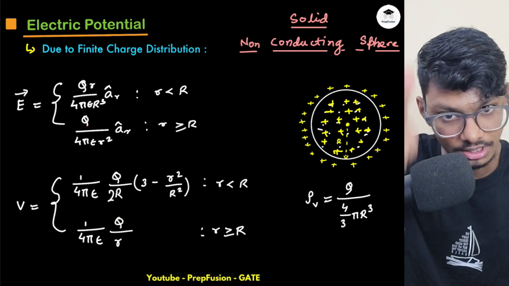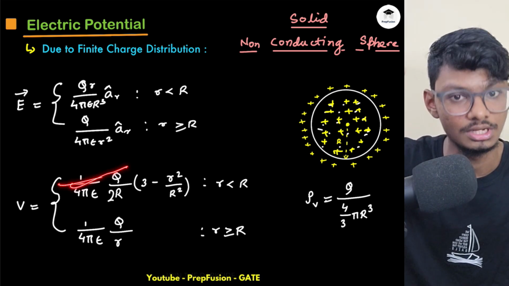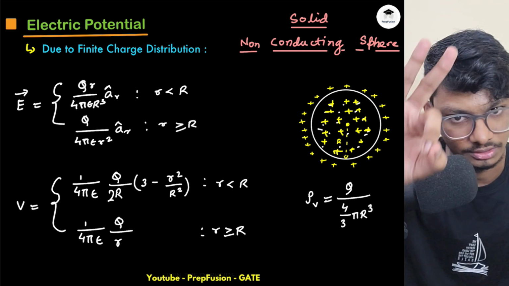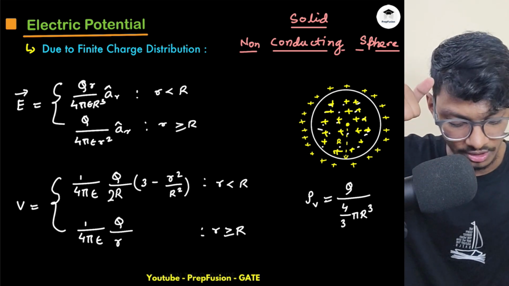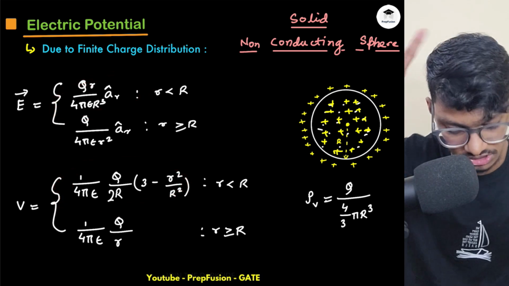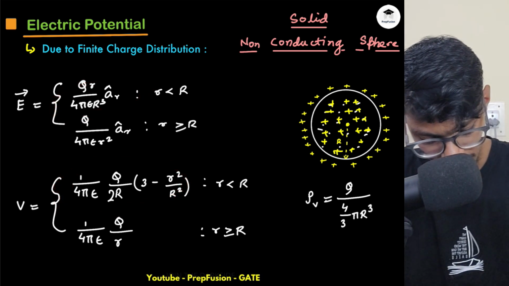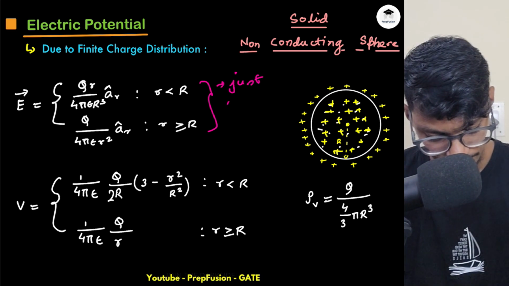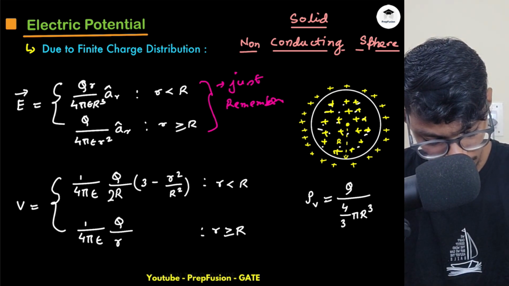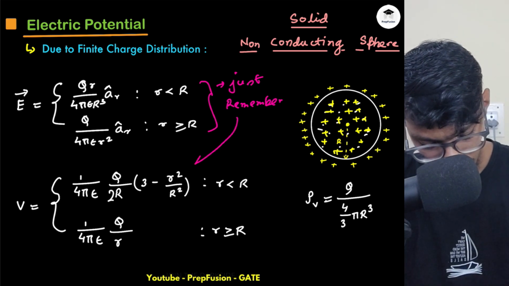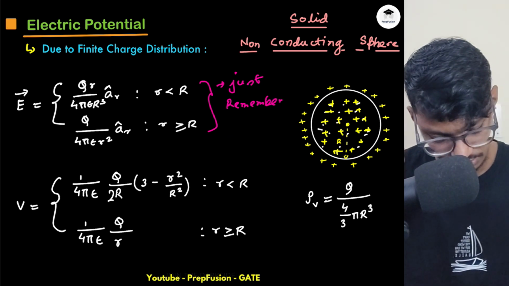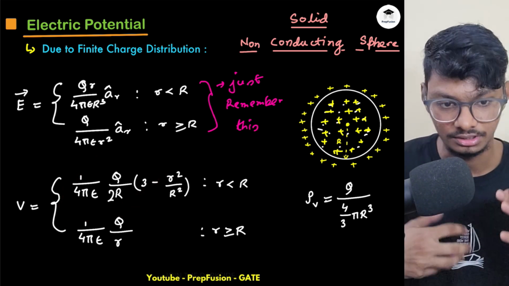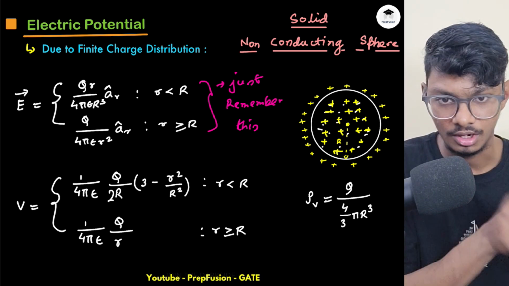Now I will also tell you how you can find out the potential if you know the electric field expression. Don't worry, in the next few slides I will explain how you can find out this expression from this expression. For now just remember this, or you can derive this easily. We have derived this with the help of Gauss law. This expression looks a bit difficult at first, but I will explain how you can derive this.